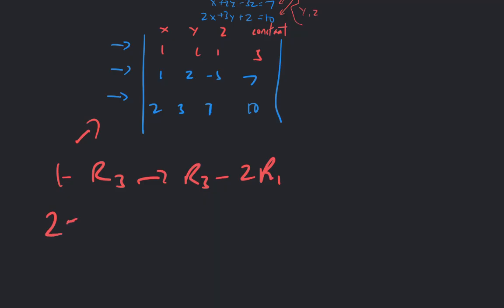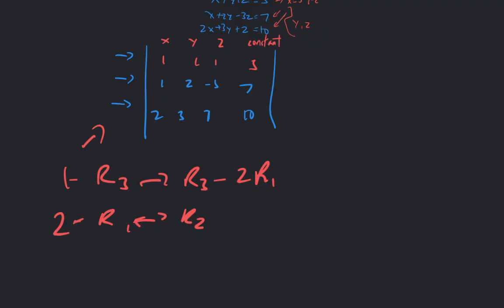The second rule could be we interchange rows, meaning we change the order. Now R1 is going to be changed with R2. What this would mean would be that you just switch these orders. So instead of 1, 1, 1, 3, 1, 2, negative 3, 7, what it's going to be is now 1, 2, negative 3, 7, 1, 1, 1, 3. All it is.